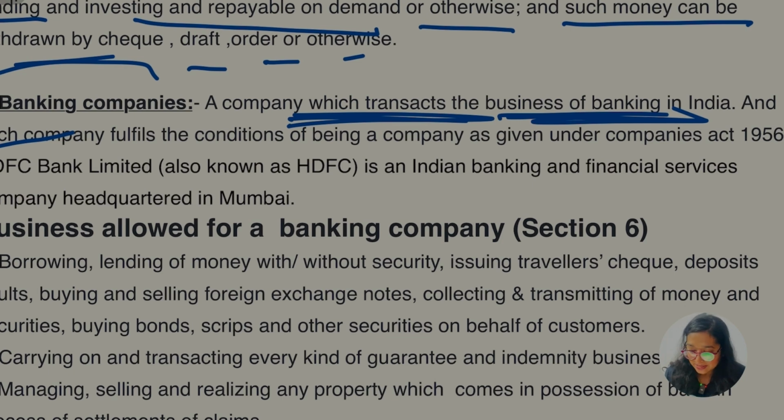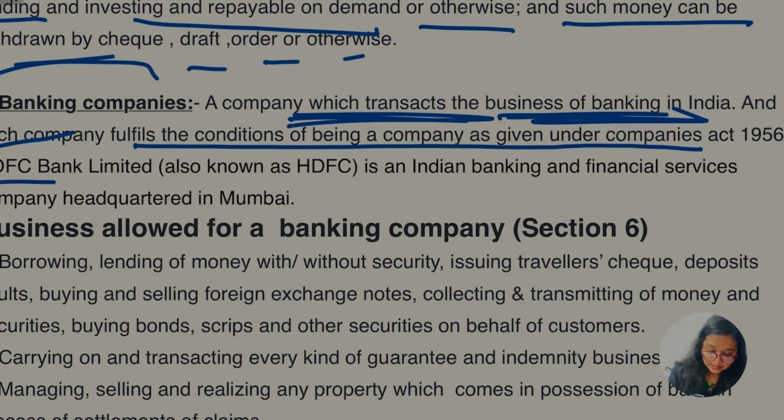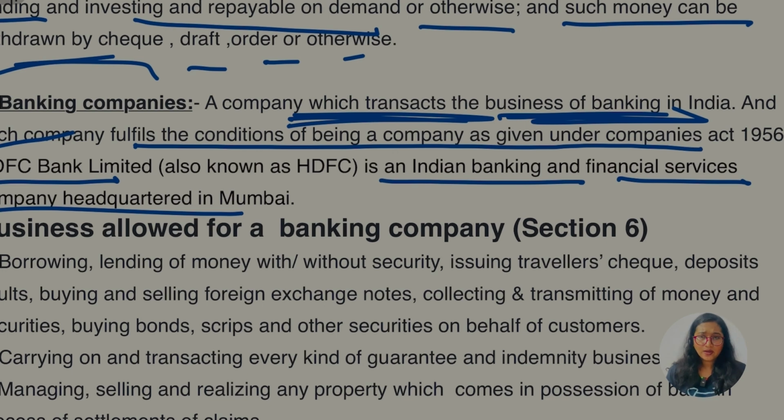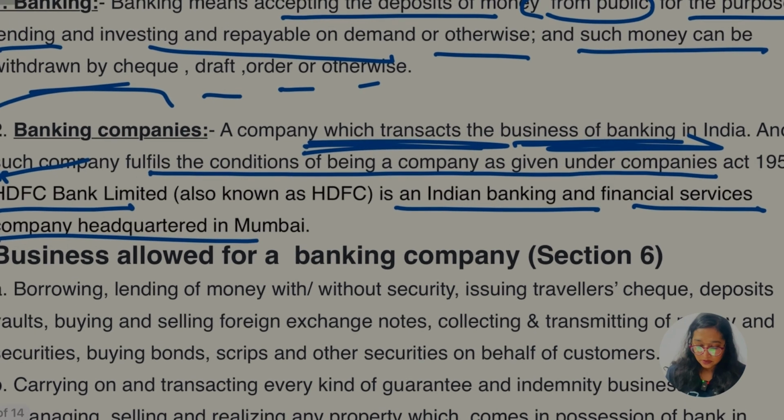Okay, so let's continue. And such a company fulfills the condition of being a company as given under the Companies Act 1956. Okay, so this is the example. HDFC Bank Limited, also known as HDFC, is an Indian banking and financial services company, and its headquarters is in Mumbai. Okay, so this was the difference between banking and banking company.